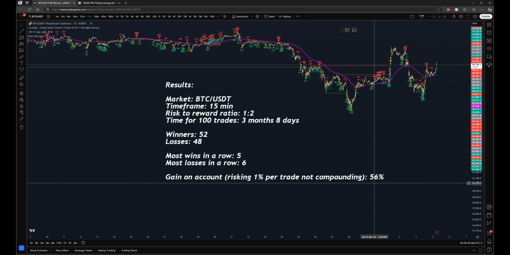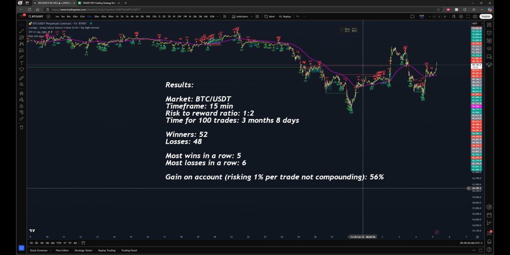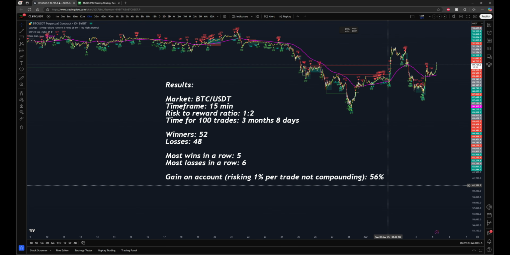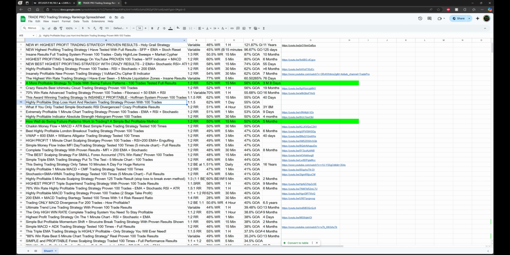So this specific sample of testing is not conclusive by any means, but it's a good gauge of whether this strategy is potentially viable. And I'd say, yeah, it performed really well. We can look at this on the strategy ranking spreadsheet and compare it to the last one here. So 50% gain on account versus 56%, it's barely different. We had 52% versus 50% win rate.